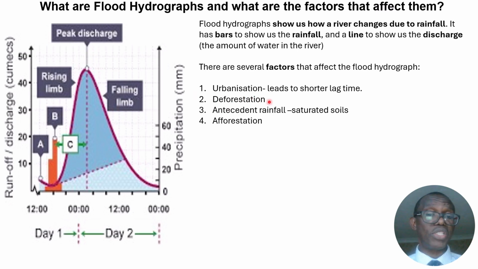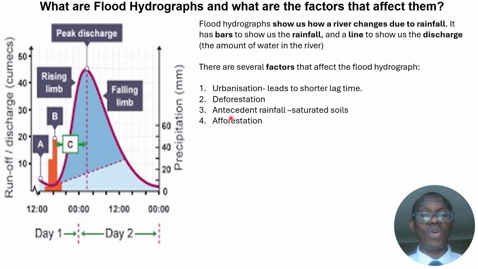Then we have deforestation as well, which is another factor that can affect a flood hydrograph. In places where trees have been cut down, there will be less interception, and therefore the water will go straight to the ground rather than being intercepted by the leaves of the trees. That again will lead to a shorter lag time, which is likely to increase flood risk. So in places where you have forest which have not been deforested, you're going to have a longer lag time.